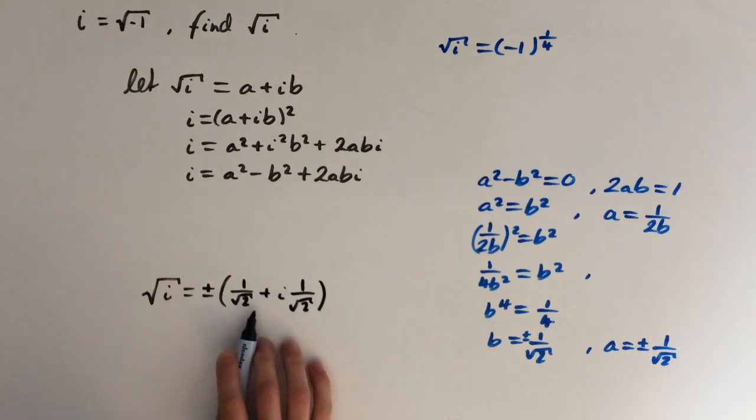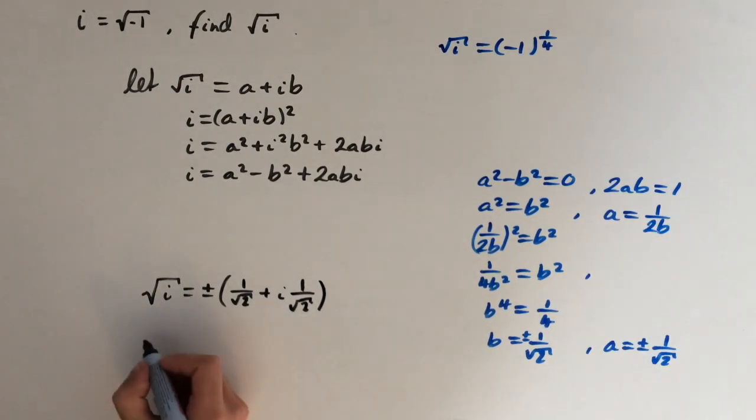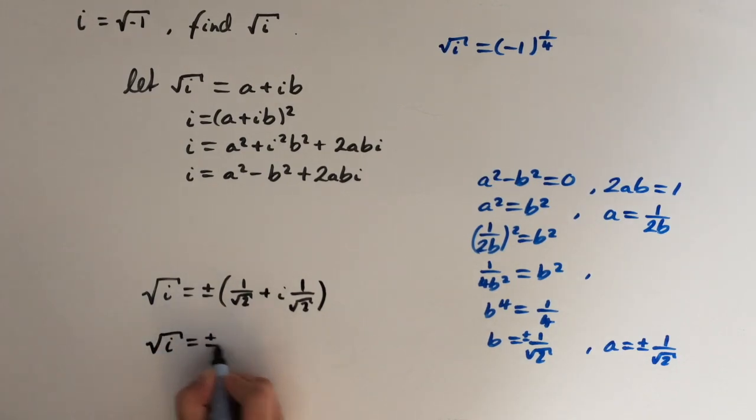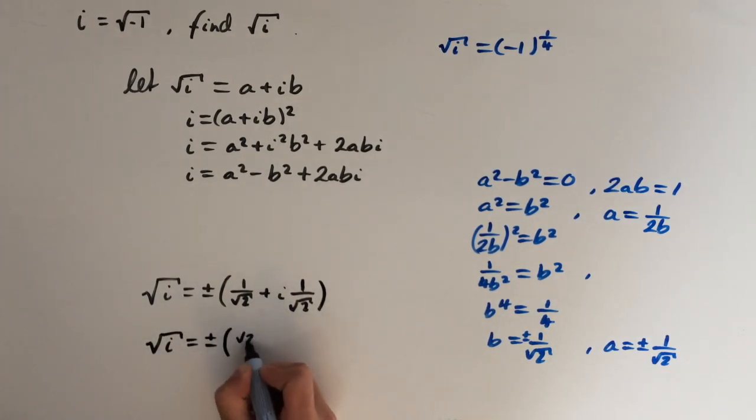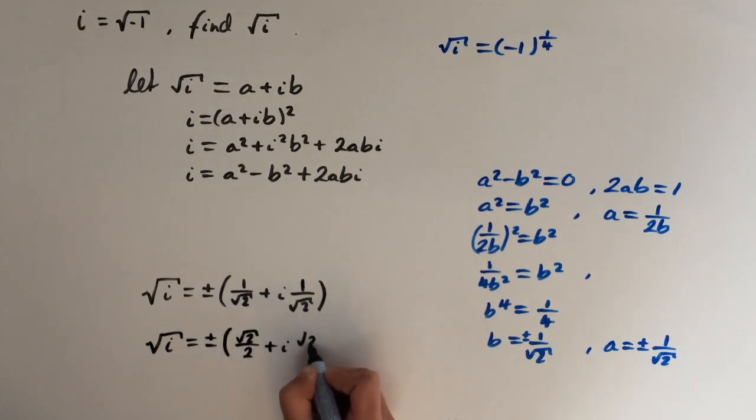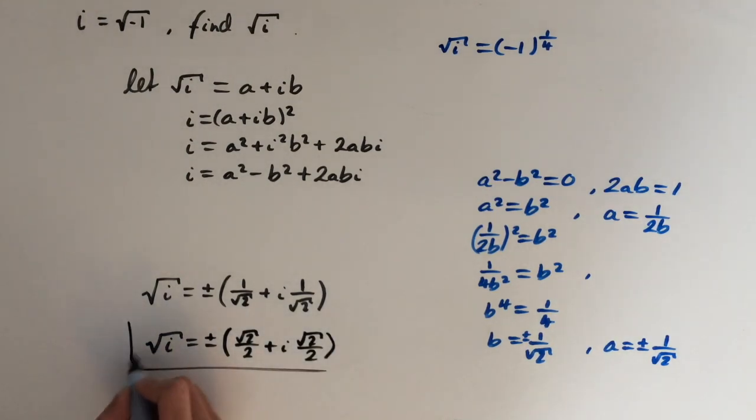I'm just going to do one more step and rationalize these fractions. So the square root of i equals plus or minus root 2 over 2 plus i times root 2 over 2. And there you go, square root of i.